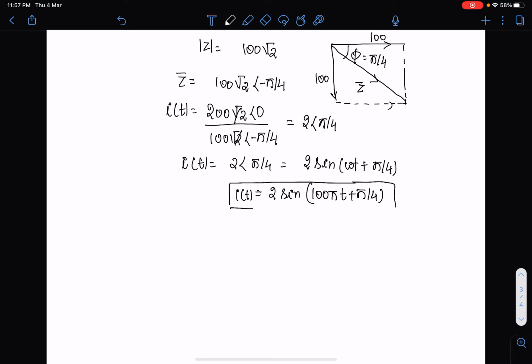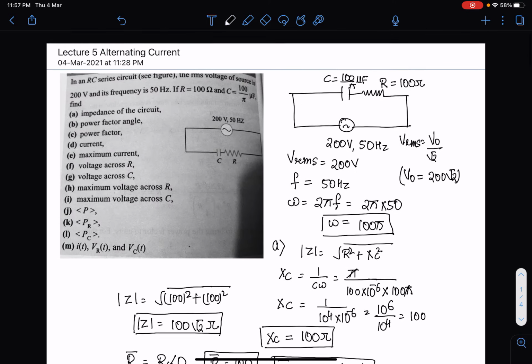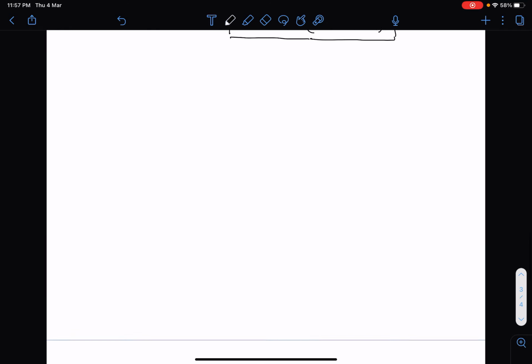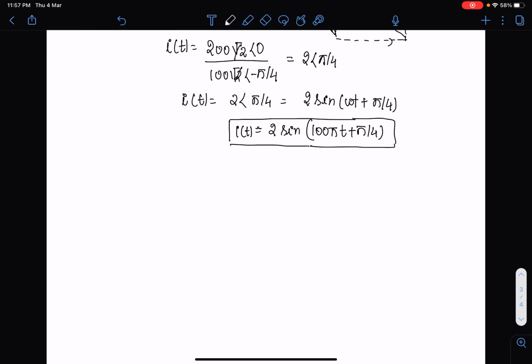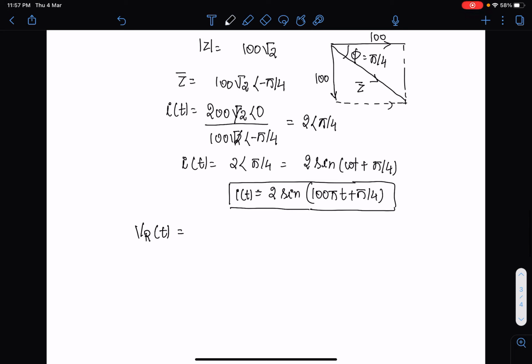right? Next, the next part we have to calculate here is the voltage across resistance as a function of time. So this part is also very easy. The voltage across the resistor as a function of time we'll calculate using this phasor technique, or you can say the complex number method. So V is equal to IR, right? That is the beauty of this. If you use the phasor technique or the complex number, you can deal in the conventional way here.